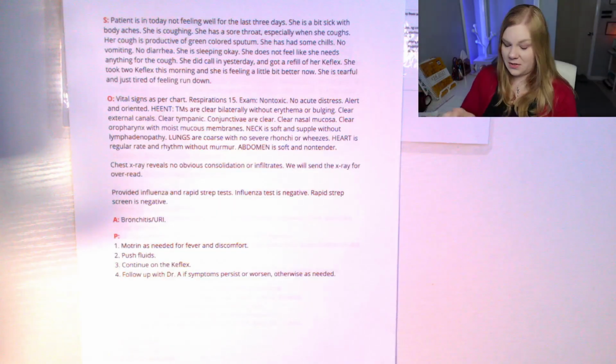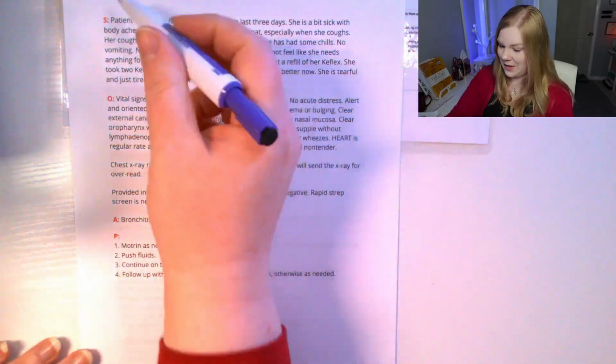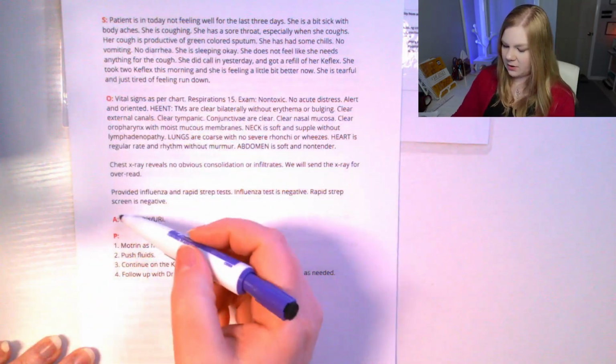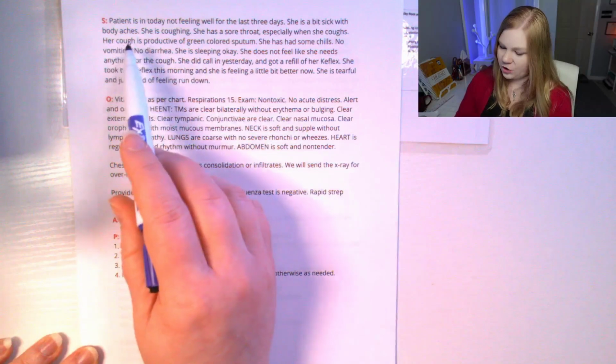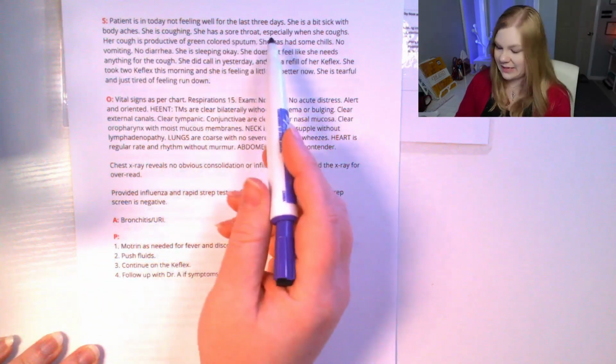So this one is a true SOAP note. You can see the SOAP: Subjective, Objective, Assessment and Plan. Patient in today not feeling well for the last 3 days.